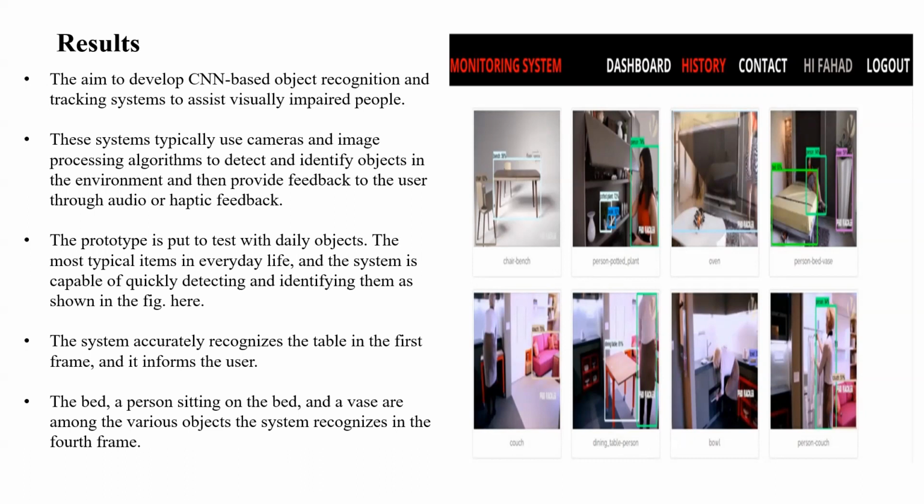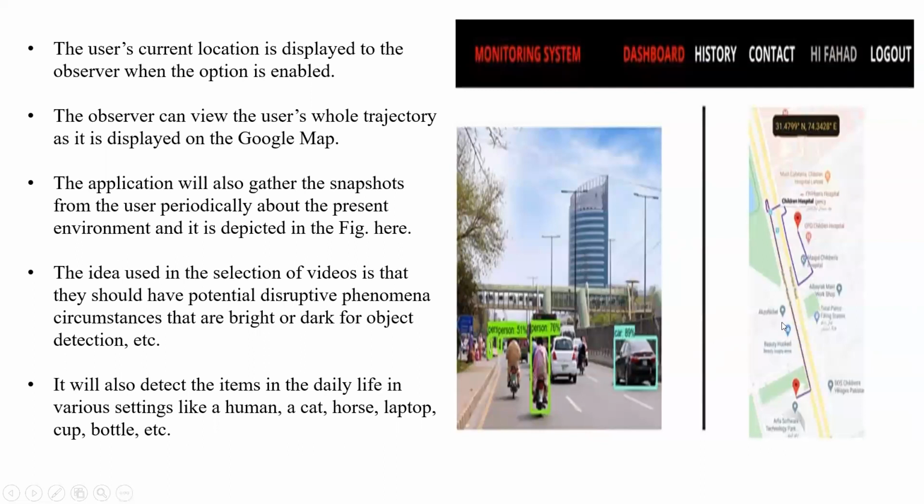As shown in the figure here, the system accurately recognizes the table in the first frame and it informs the user. The bed, a person sitting on the bed, and a vase are among the various objects the system recognizes in the fourth frame. The user's current location is displayed to the observer when the option is enabled.